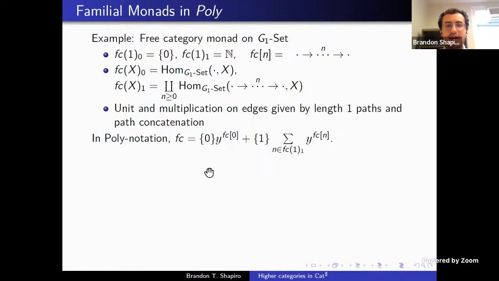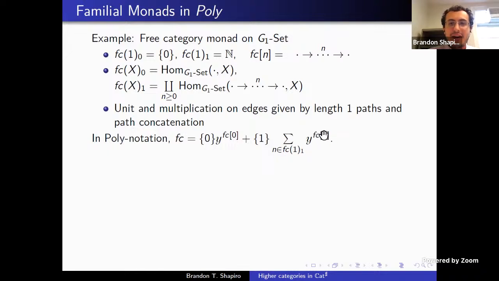And so this starts to look like how we work with polynomial functors, where polynomial functors are themselves disjoint unions of representables, in that case, endofunctors from set to set. And for FC a polynomial, we write FC of 1 precisely because it is what you get when you apply that polynomial functor to 1, the singleton set.